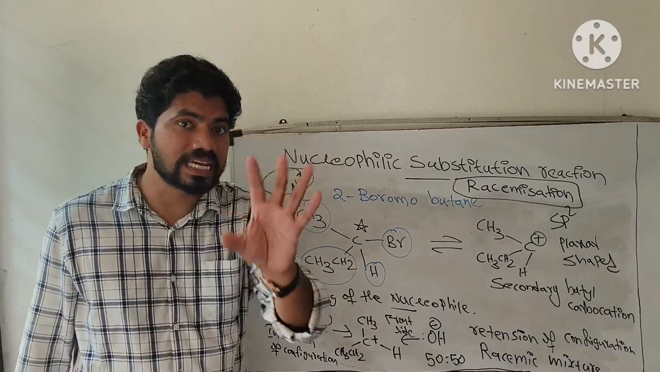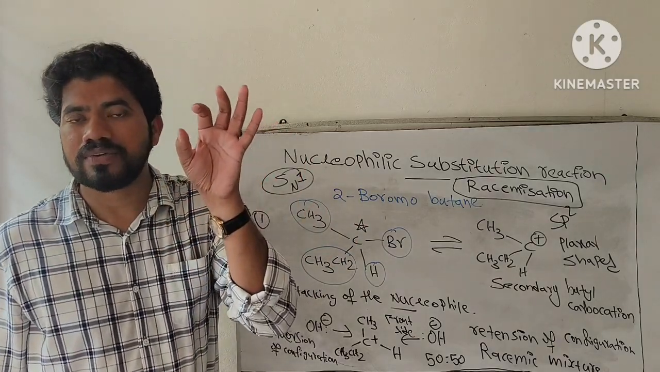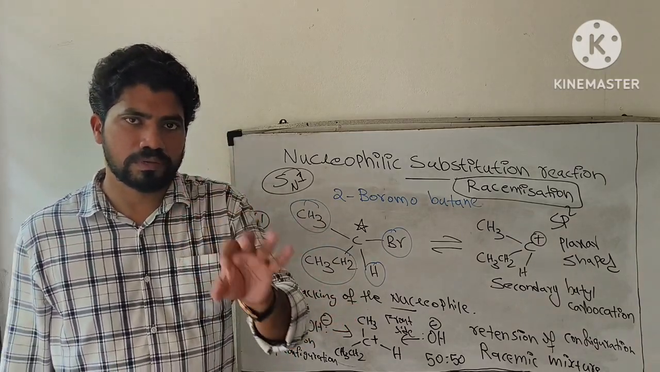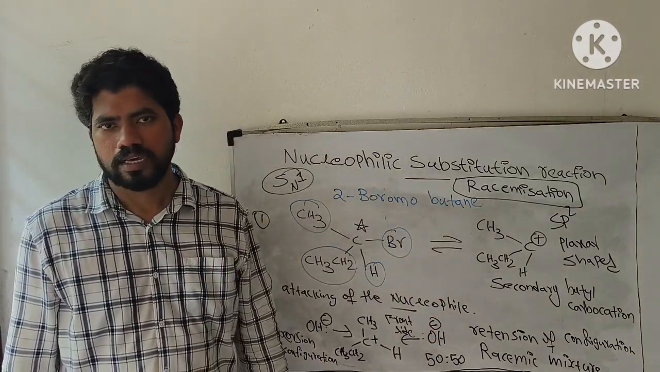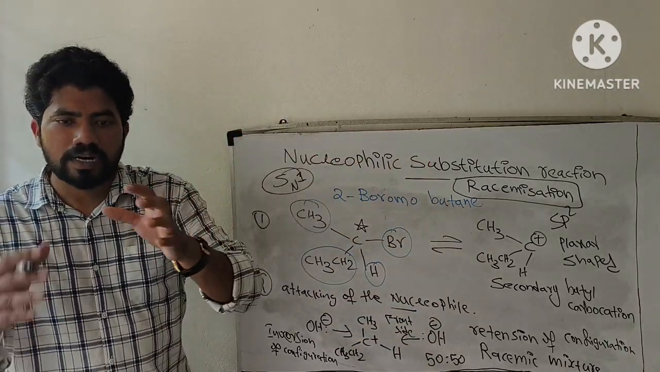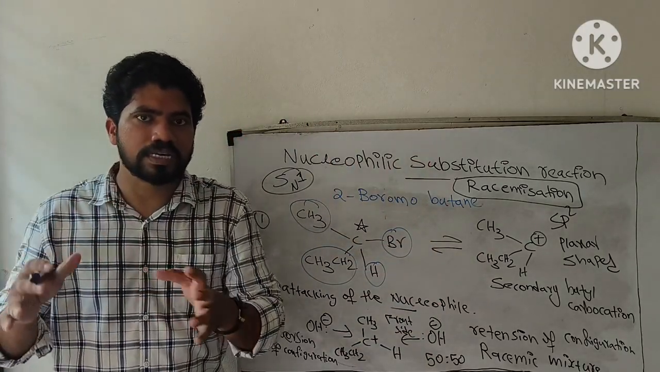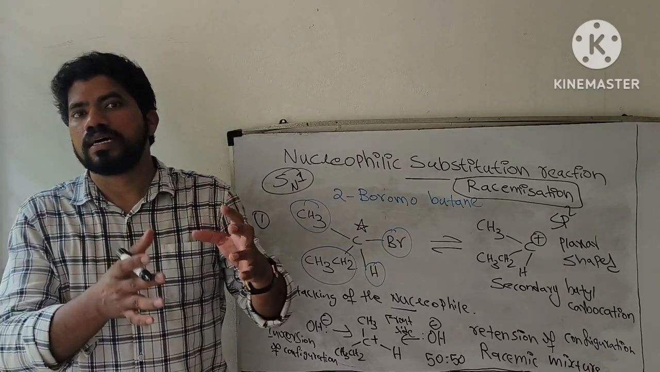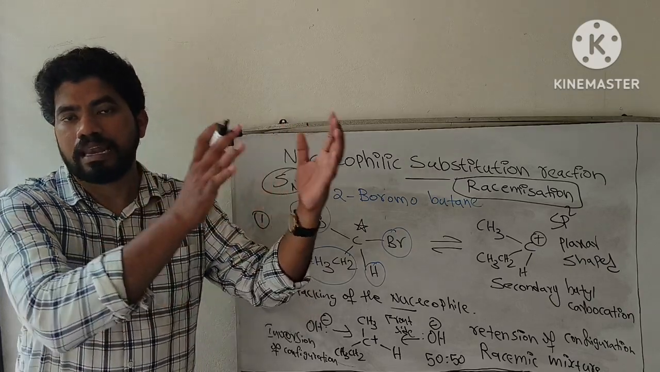Enantiomers have the same physical properties. They have the same melting point, boiling point, refractive index, solubility, everything is the same. But the only difference is that one enantiomer rotates the plane polarized light to the right, and the other enantiomer rotates the plane polarized light to the left.